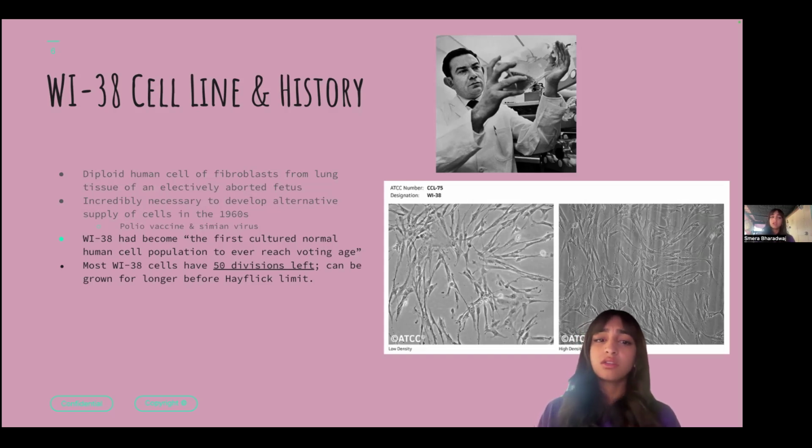But why are these cells so special? Well, Hayflick discovered that if you siphon off some of these cells each time they divide and freeze them, a single source can theoretically provide almost an unlimited supply. And this is due to the fact that most of the cells have 50 divisions left, meaning if you freeze them before their 50 divisions are done, you can unfreeze them later and basically have an unlimited sample, and then they'll keep dividing.